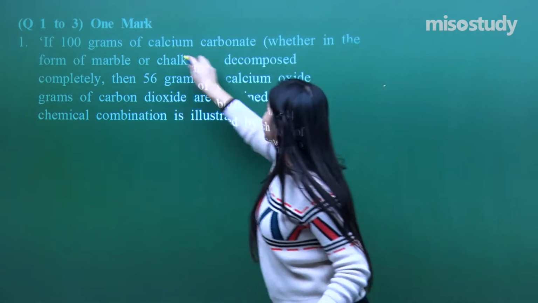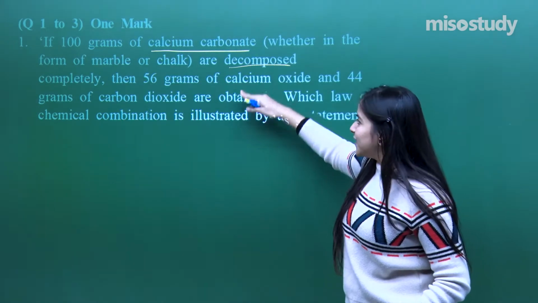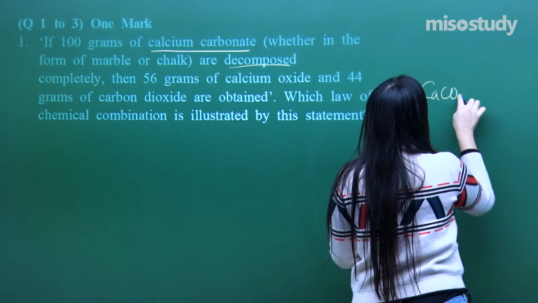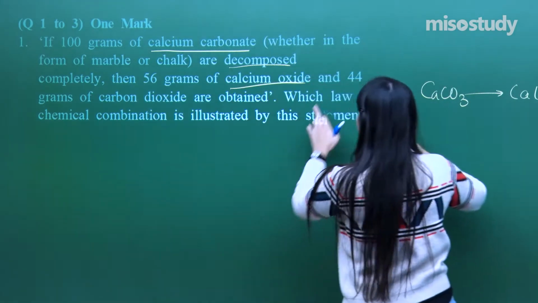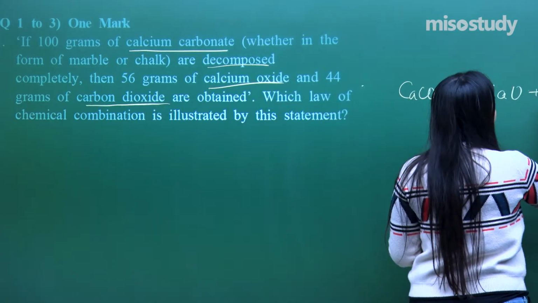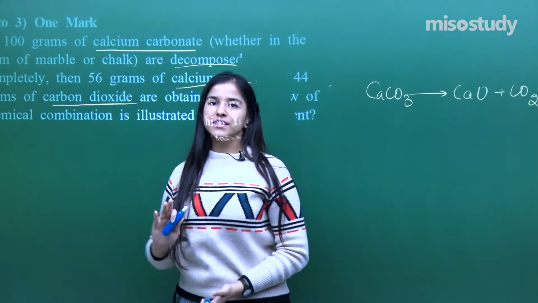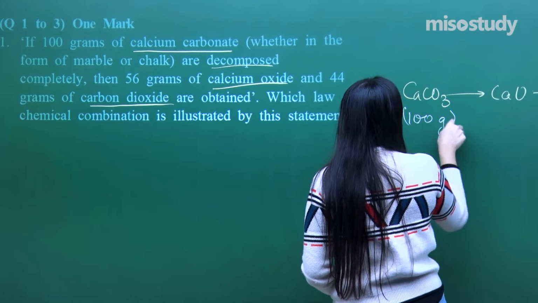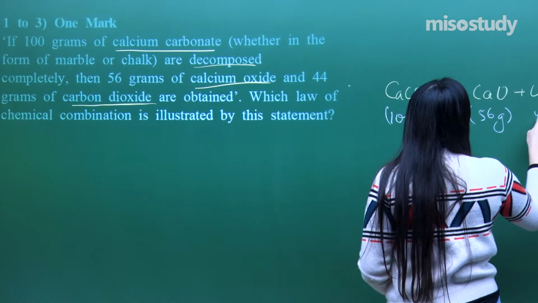So basically they are talking about the decomposition of calcium carbonate. What is the reaction? No need to go into the detail of the entire question. First write down the reaction. Calcium carbonate, CaCO3, will decompose to calcium oxide, which has been given in the question, and 44 grams of carbon dioxide, so it will be CO2. Now what they have given is the weight of all the quantities which are produced: 100 grams of calcium carbonate, calcium oxide is 56 grams, and carbon dioxide is 44 grams.